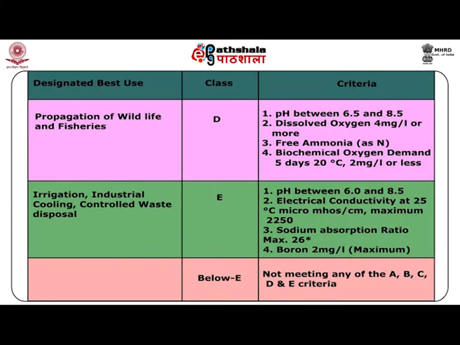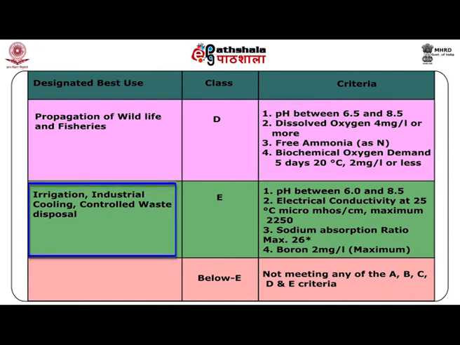Now the fourth designated best use is the propagation of wildlife and fisheries. This falls in class D. For this the criteria are that the pH of the water body should be between 6.5 and 8.5. The dissolved oxygen is 4 milligrams per liter or more. Free ammonia, as a source of nitrogen, should be limited. Fourth criterion is the biochemical oxygen demand in the same conditions should be 2 milligrams per liter or less.